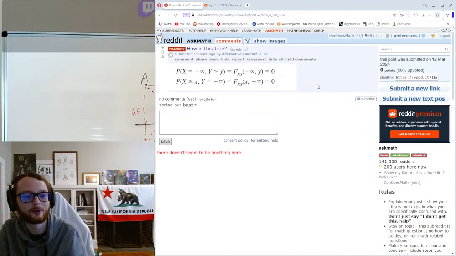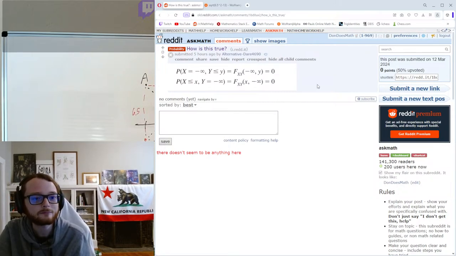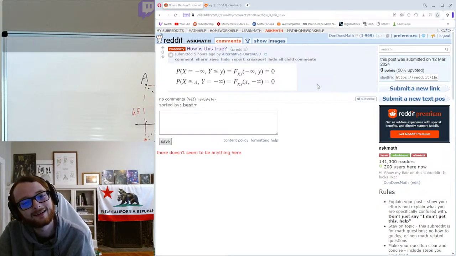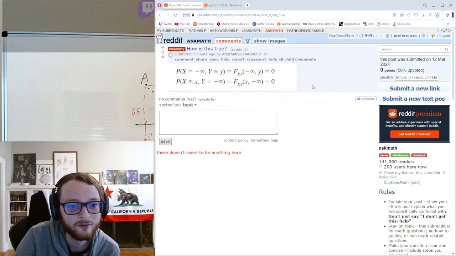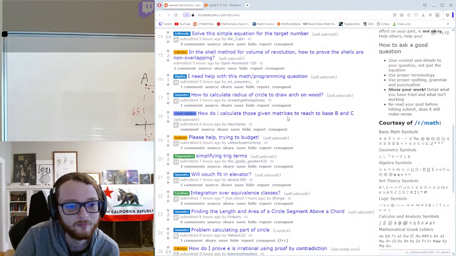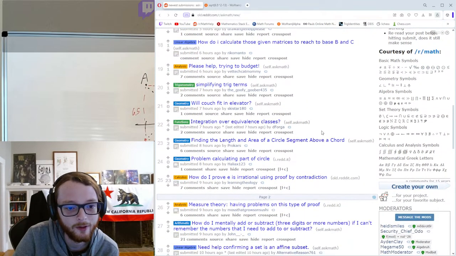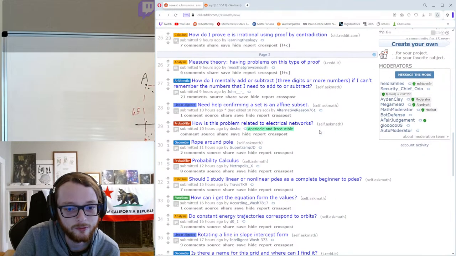Oh, like calculus-based probability. X equals negative infinity? That kind of makes me uncomfortable to write it like that. Yeah, what does that mean? Yeah, I have no clue what this means. I don't remember the meaning of the partial derivative of a probability density function either.